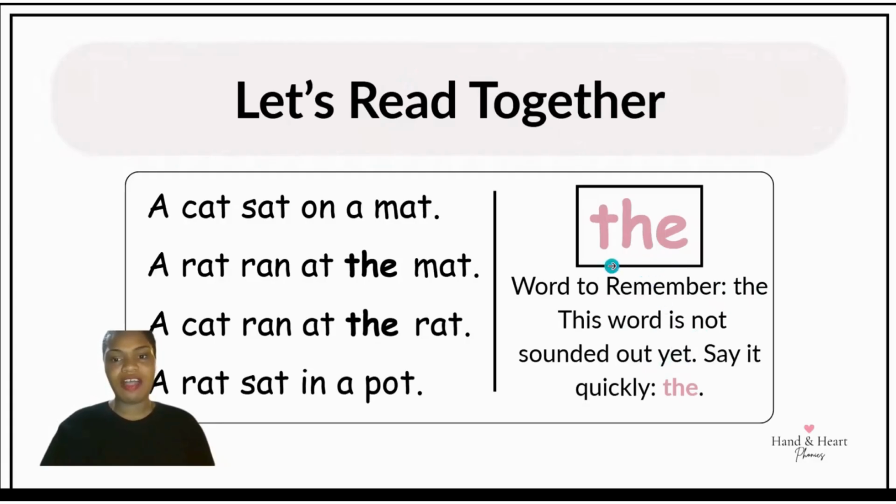The, because TH makes the sound. So as we go through this passage, here we have the, and there we have the. There are two thes. Okay? We're going to read this passage sentence by sentence. After we read it sentence by sentence, we will read it together all the way through.